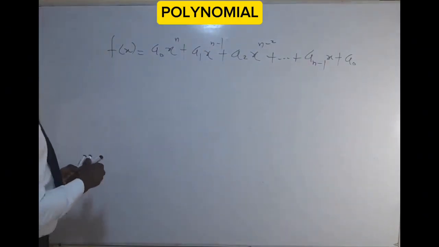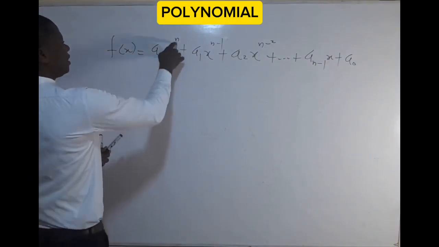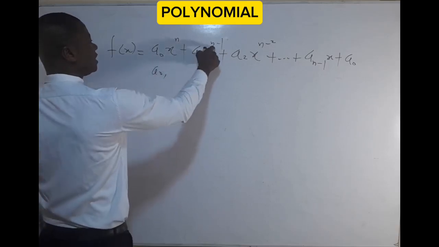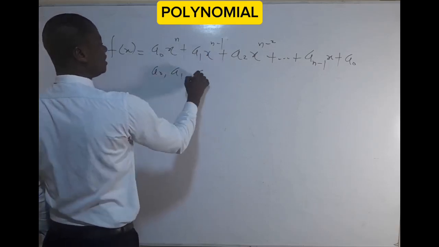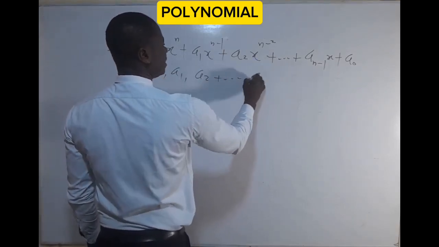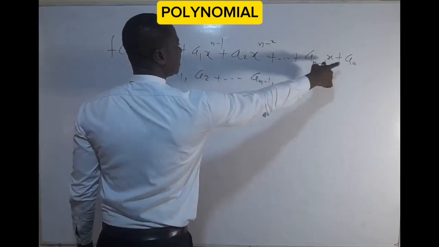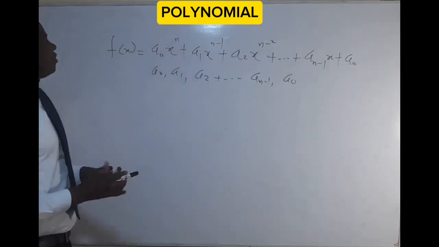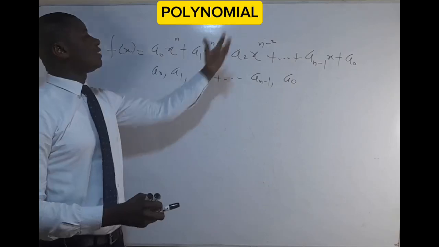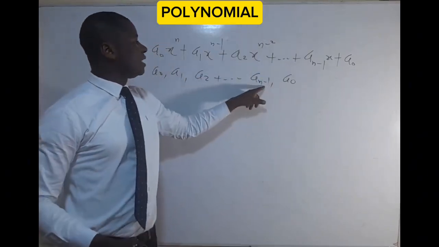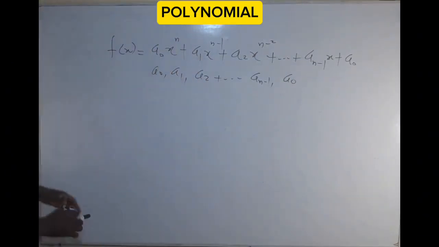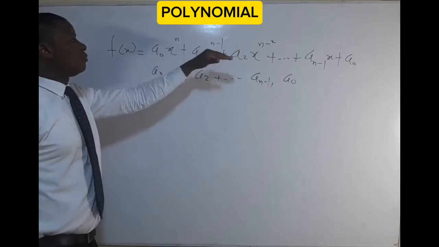You see that the coefficient of the x exponent n term is a0, okay? That of the x exponent n minus 1 term is a1. The coefficient here is a2, okay? In that order, then the coefficient here is a n minus 1, then the constant is an, okay? So the coefficient of the x exponent n term is a0, this one is a1, this one is a2. In that order, the coefficient of the x term here is a n minus 1, and the constant is an, okay? So these are the coefficients of the variables and the constant.